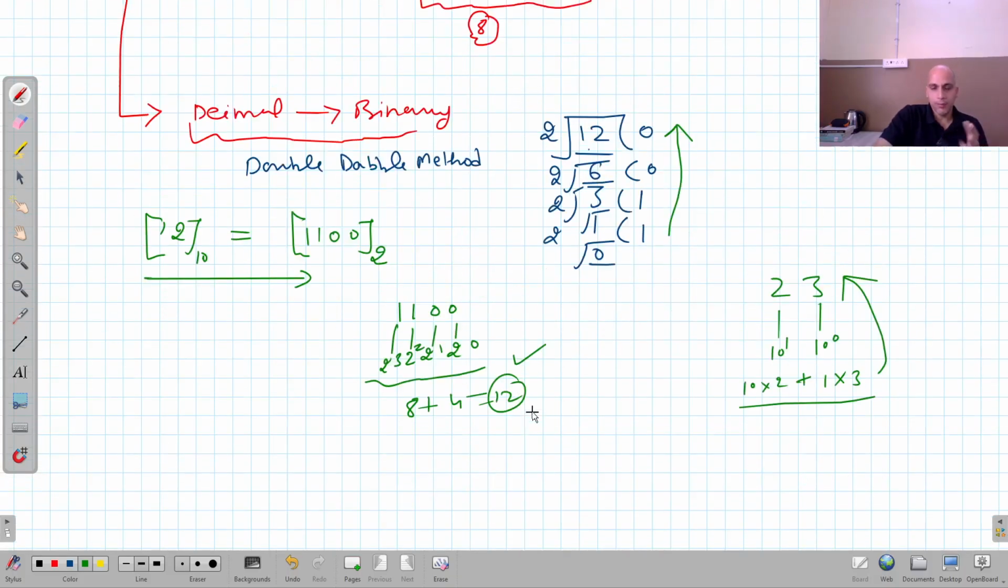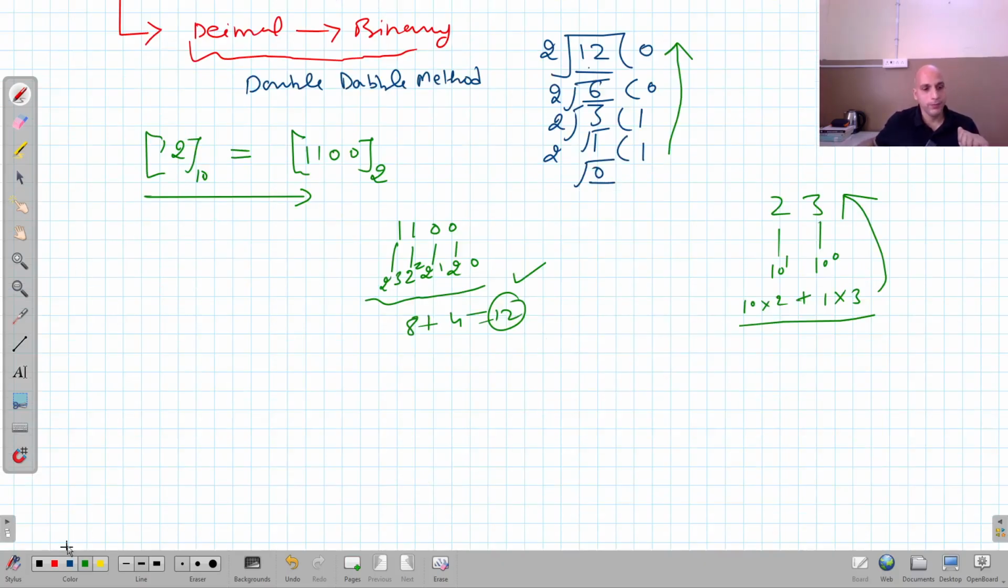Now it was a very simple case. Now suppose I am giving a number that contains a fractional part. For example, let it be 12.21, right? In that case, how will I convert? First of all, I will convert the integer part, and this is represented as 1100. Then I will place the decimal point. Now I will convert this 0.21.